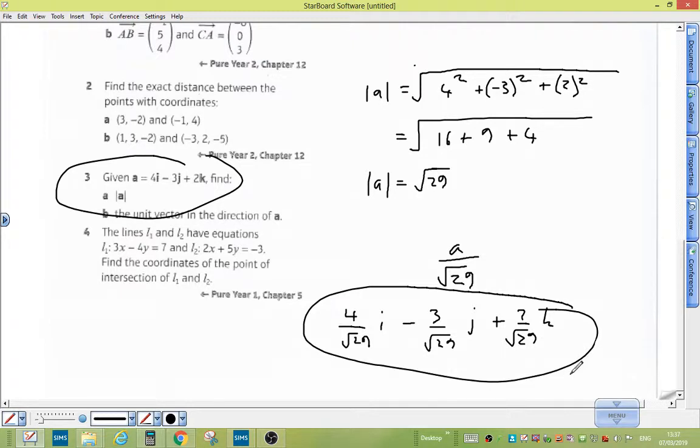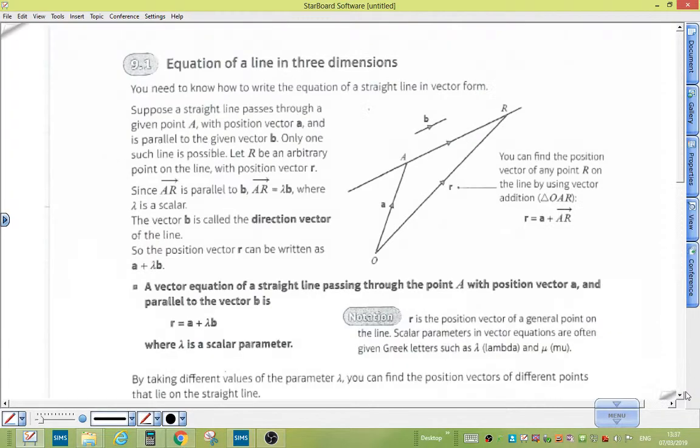Right. I'm not going to do that last bit there. Okay, see that question 4? So the lines L1, L2 have equations, and so on. Find the coordinates of the point of intersection. You just solve those simultaneously. I'm not doing that one. Okay? Right, I've told you everything I need you to know to go to today's lesson.